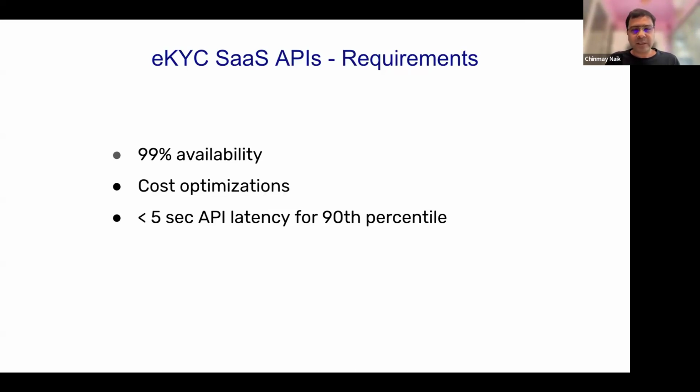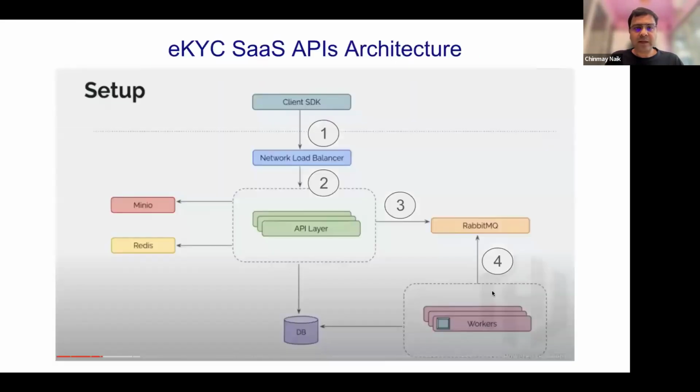And we had set ourselves a modest target of less than 5 seconds API latency for the 98th percentile. In theory, we were able to give much better numbers, but this is the worst case that we had committed to the customer, that we will have this for the 98th percentile at least, right? So how did we architect it, and what had we done?